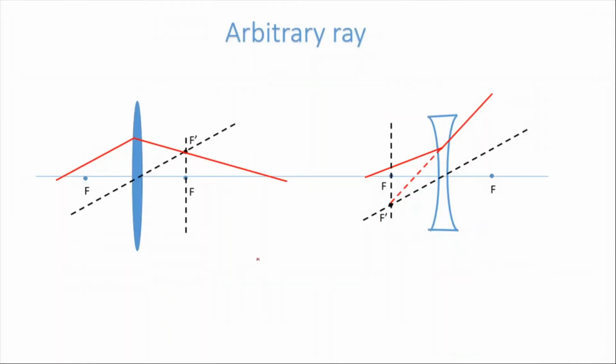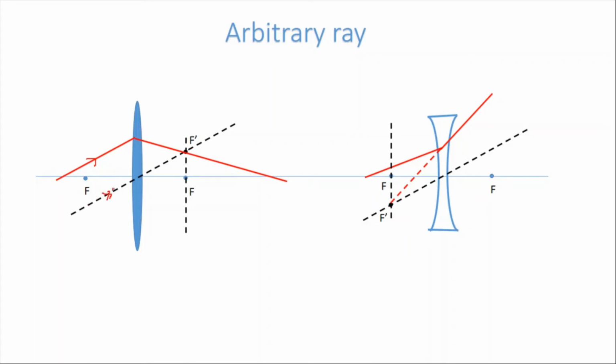Okay, what if we have an arbitrary ray? Now assume this is an arbitrary ray. This is coming to the lens, and then after passing through the lens, how is it going to move? What will be its refraction through the lens? This is a converging lens. To see the direction, this is the incident ray and this is the refracted ray, we need to first draw a parallel line from the center of the lens, which is parallel to the incident light ray.